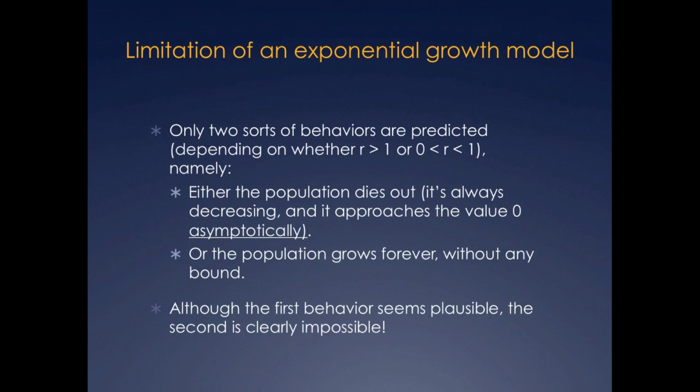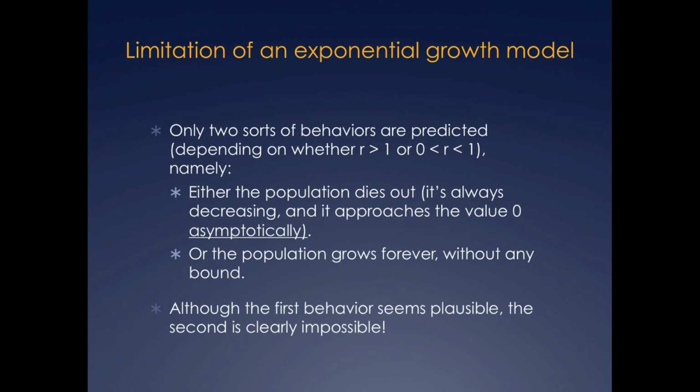So the starting point in this lecture will be to recall what we identified as a limitation of an exponential growth model. In the exponential growth model, remember there's a number r that we multiply by to get from one term in the population sequence to the next. And depending on whether that number r is greater than 1 or less than 1, there are two kinds of long-term behavior in the model. If r is greater than 1, then the population grows forever without any bound. And if the value of r is less than 1, then the population will die out.